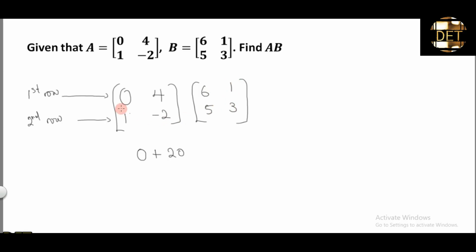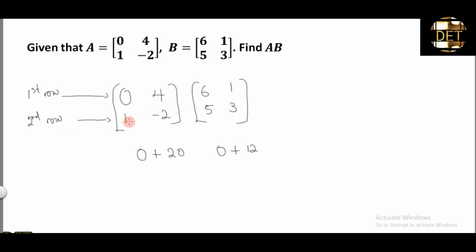Then I will move to the second column. So still on this, 0 times 1 will give me 0. 4 times 3 will give me 12. So plus 12. Again, the first member will go for the first member, the second member will go for the second member. So with that, I'm done with this first row.